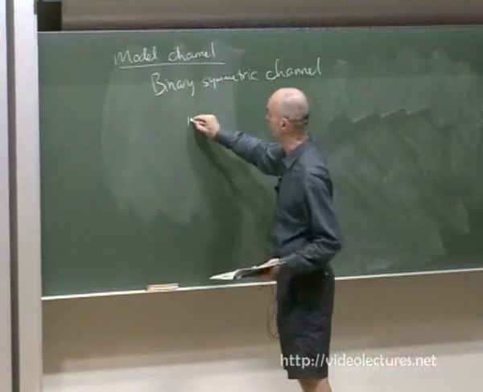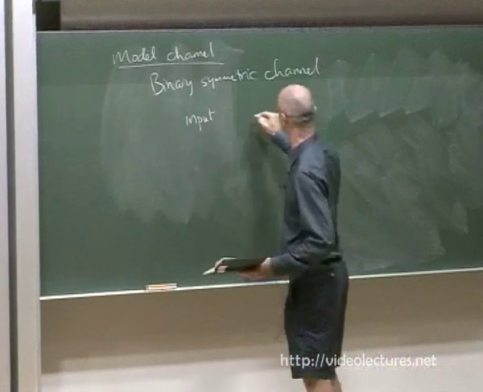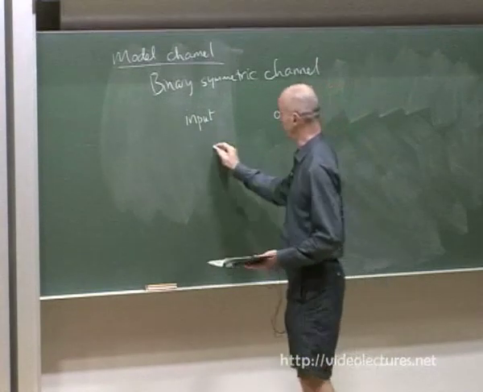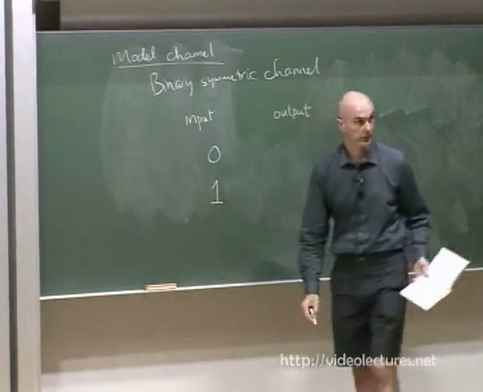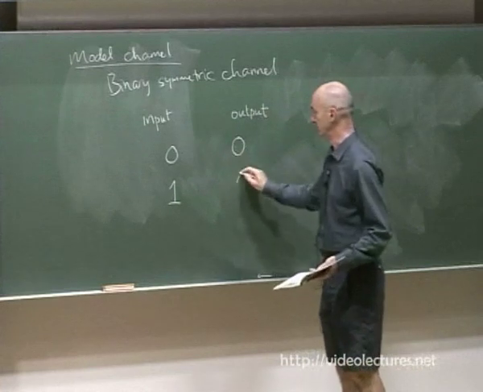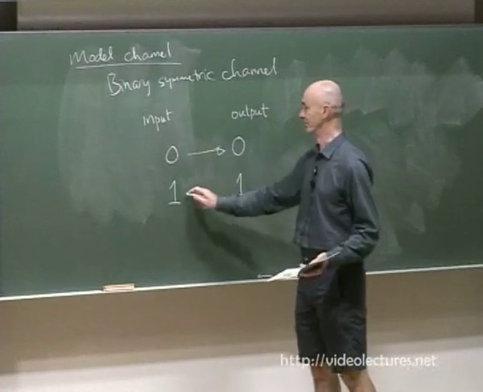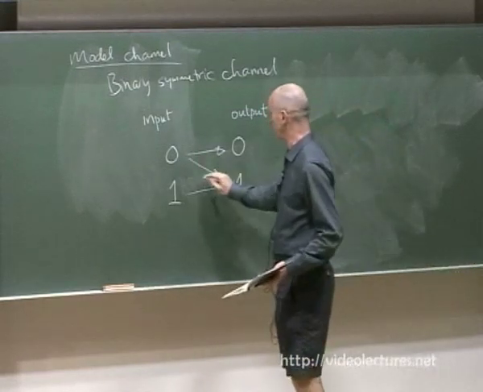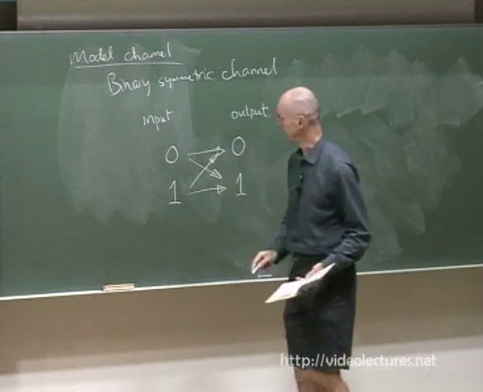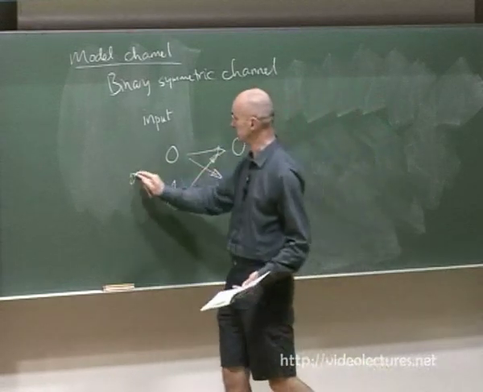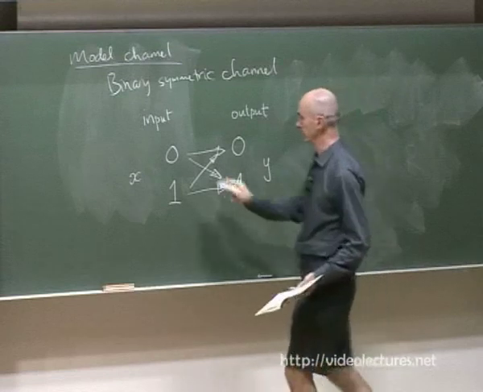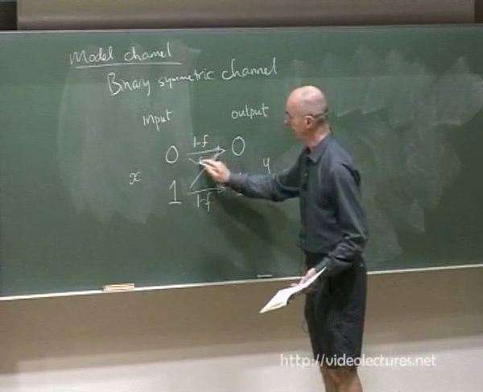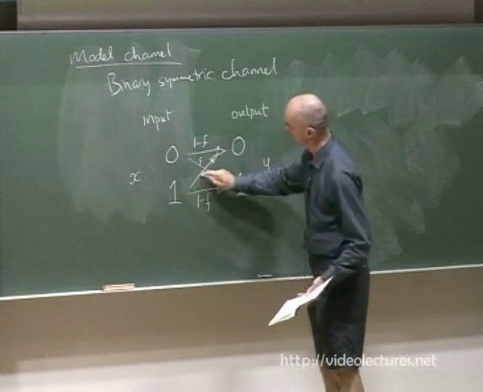And every time cycle, every clock tick, you get to put one input in and immediately an output comes out of it. And the input you can put in is a binary variable. It's either 0 or 1. And the output that comes out will be a 0 or a 1. And you're hoping that 0 will go to 0 and 1 will go to 1, but sometimes you're unlucky and you get what we call a flip. The bit gets flipped. The input I'll call X generally, and the output Y, and we'll put a probability 1 minus F on these two arrows, and a probability F on this arrow, and a probability F on this arrow.